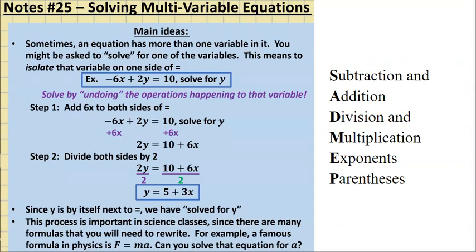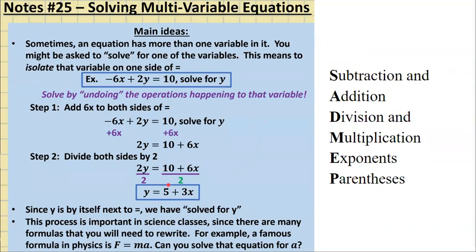If we have a problem which says, for example, solve for y, we want our end product or solution to look like y equals something else. Once the variable that we're told to solve for is isolated like this, or by itself, with everything else on the other side of the equal sign, then we've successfully solved for that variable.